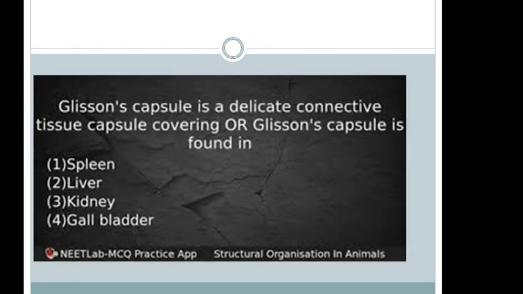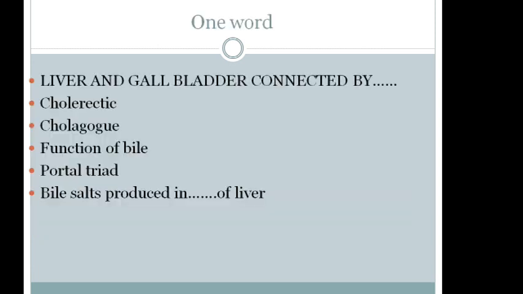Now next, one more question I want to ask. What is the functional unit of liver? Lobule. Very good. Lobule is the functional unit of liver.